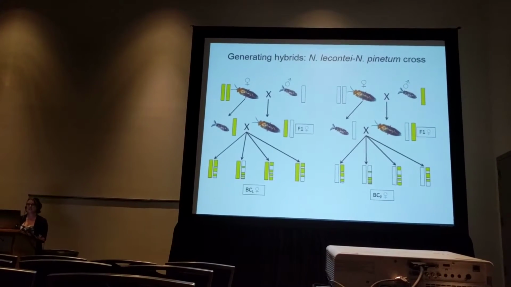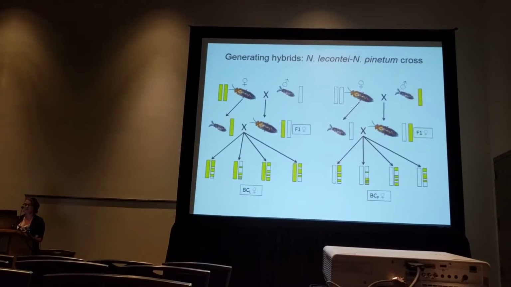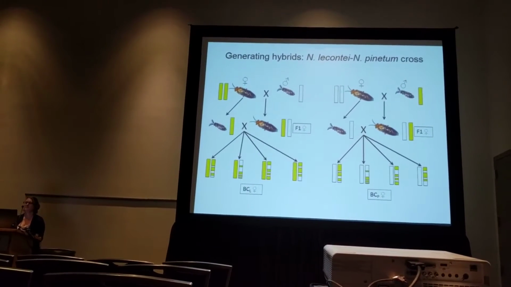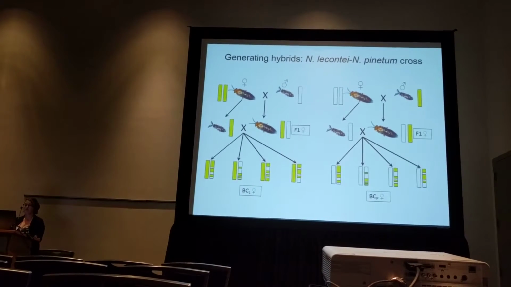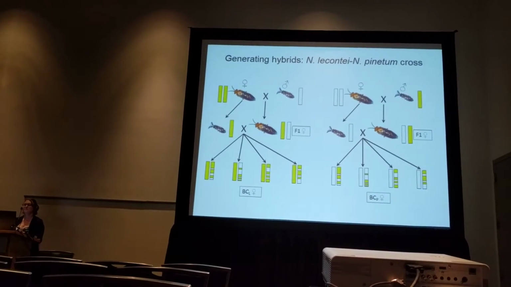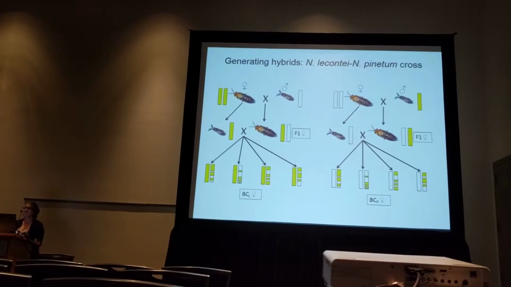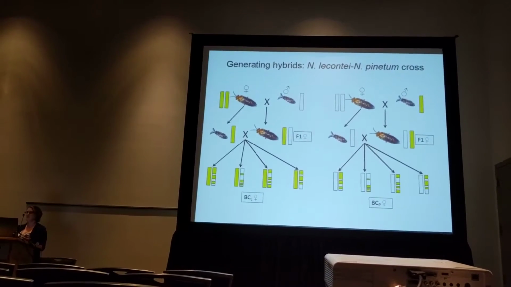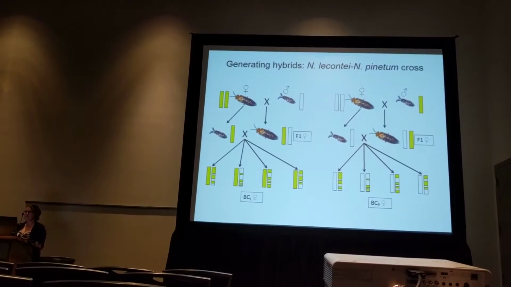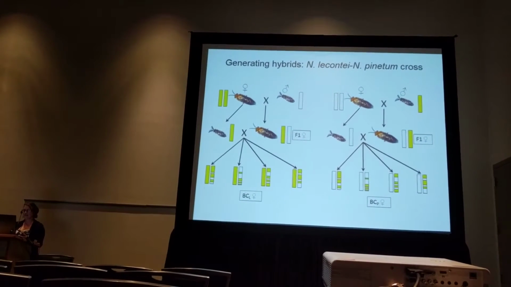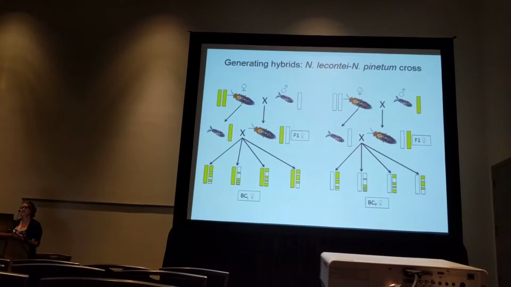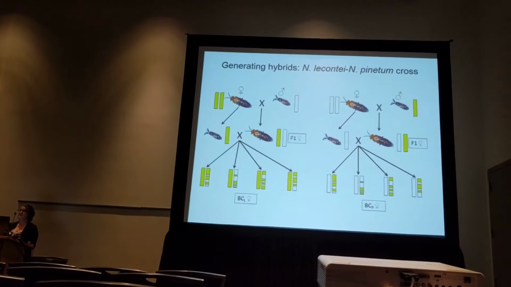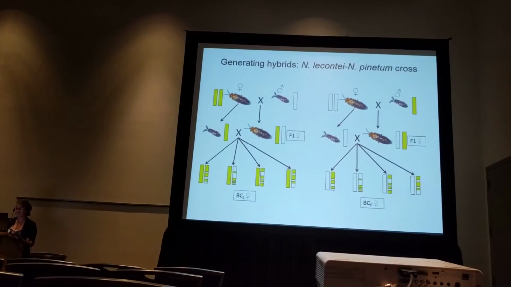So here is our cross design. We took females of both species and mated them with a conspecific male. We then took the F1 females and mated them to the haploid males from the same cross. It may be important to know, for those of you that don't know hemipterans, that they have haplodiploid sex determination. And these crosses then generated back cross sets, one in which you had a mixture of alleles on a Lecontii background, and another in which you had a mixture of alleles on a Pinedum background.